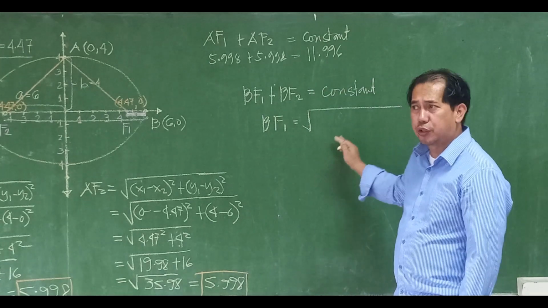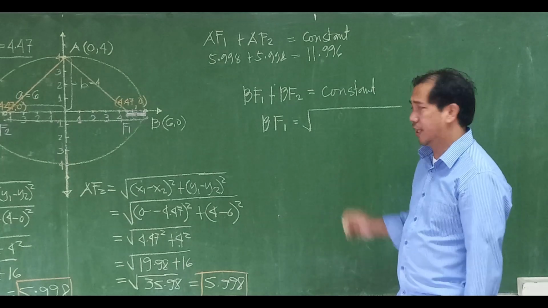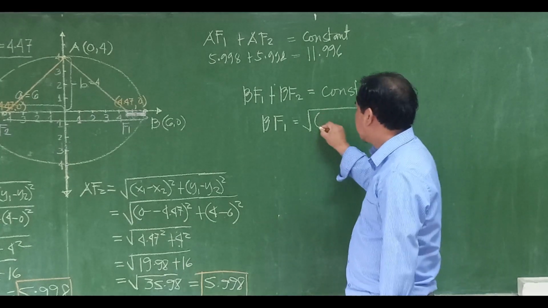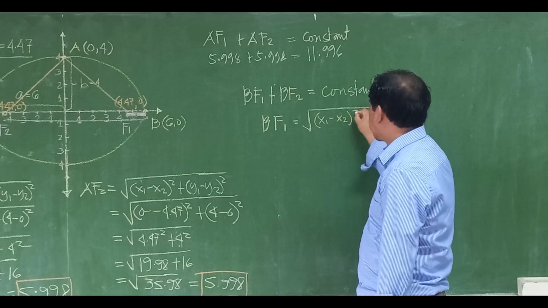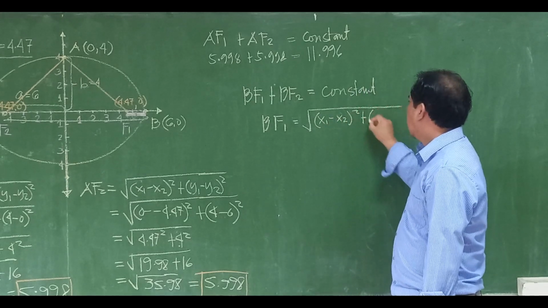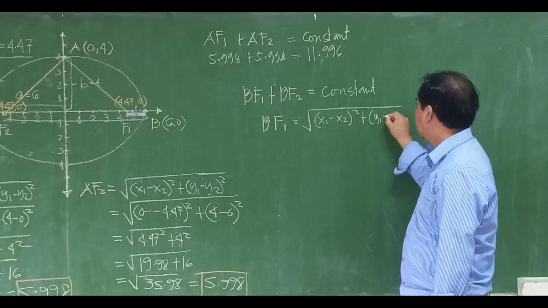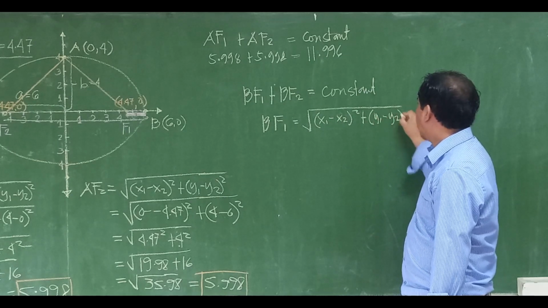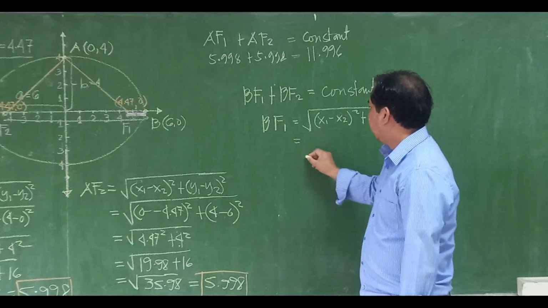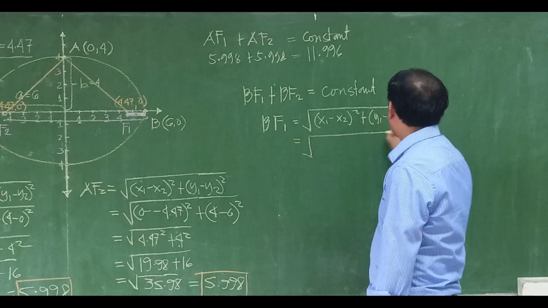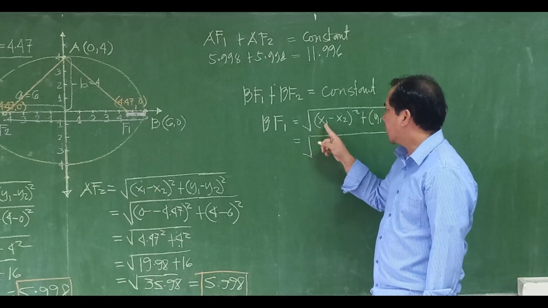Our working equation is the distance formula again. Okay. Now, what is the distance formula? The square root of the quantity x sub 1 minus x sub 2, raised to the second power, plus y sub 1 minus y sub 2 raised to the second power.